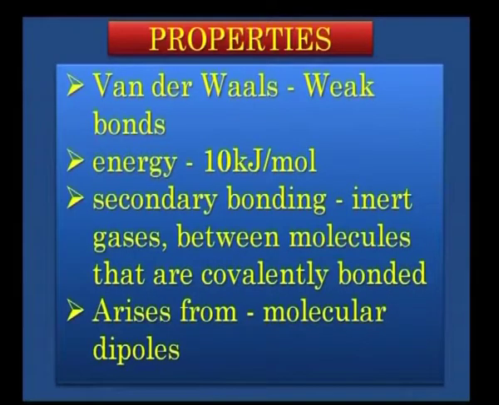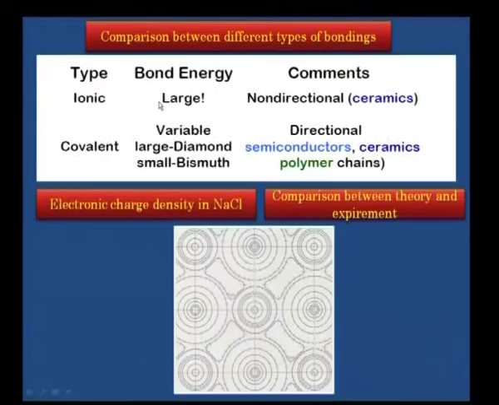It is a weak bond, as I told you. Primary bonds are very strong; this is a secondary bond, a weaker bond. Of course, the hydrogen bond is much stronger. The van der Waals bond is weaker, with energy of the order of 10 kilojoules per mole. Secondary bonding, as in the example of the inert gases between molecules that are covalently bonded, arises from molecular dipoles.